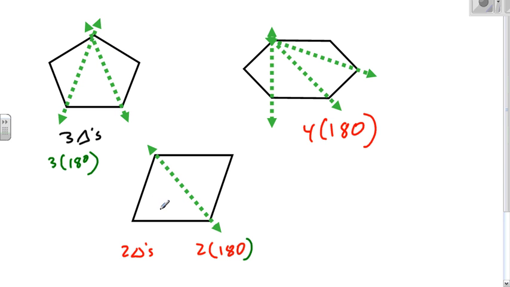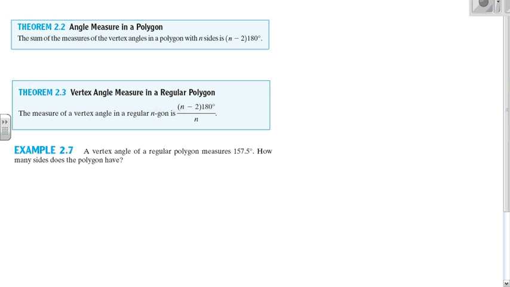So when there's 4 sides, there were 2 triangles, 5 sides, 3 triangles, 6 sides, 4 triangles, so it seems like it's always 2 less, and that is in fact the case. For the angle measures of a polygon, it's always the number of sides minus 2 times 180 degrees. So if it had 37 sides, you would subtract 2 and then multiply by 180, 35 times 180.